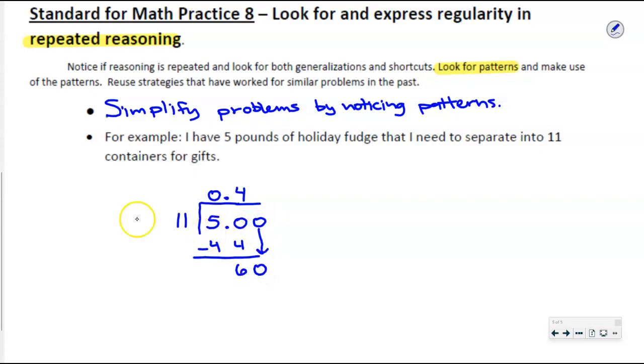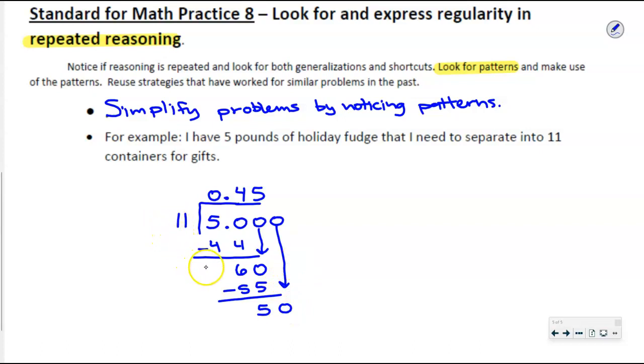And again, I don't like asking, can 11 go into 60? Think of it instead of, I have 60 things that I'm going to put into 11 containers. How many is going to go in each container? It's going to have to be 5 this time. So 5 in each container. That means I've used 55. Have I used all of those things? Nope. How many do I have left? 5. So let's annex another 0.